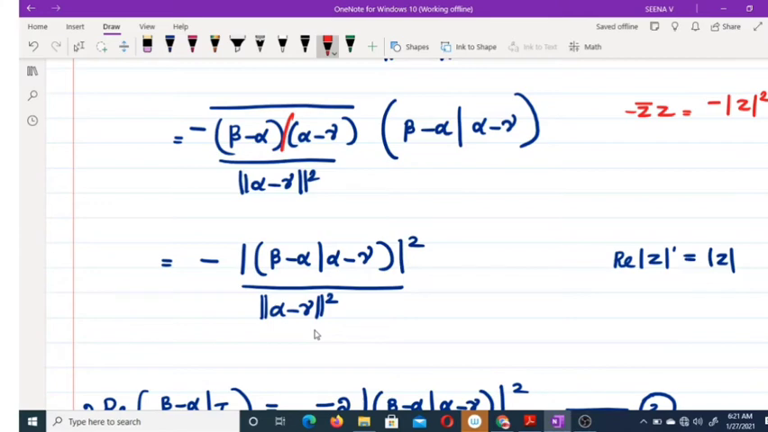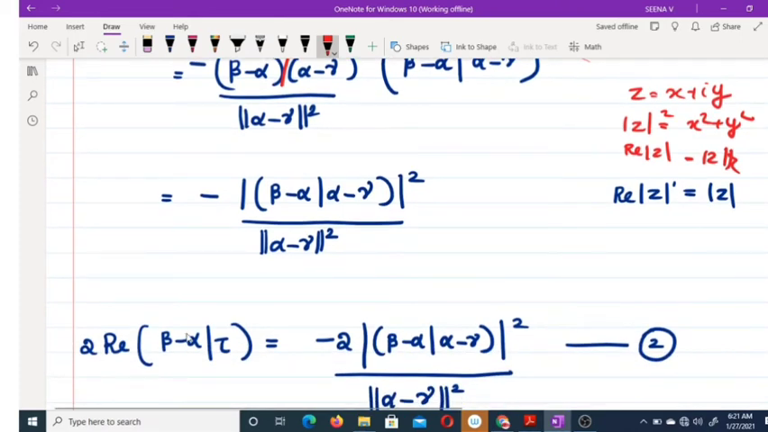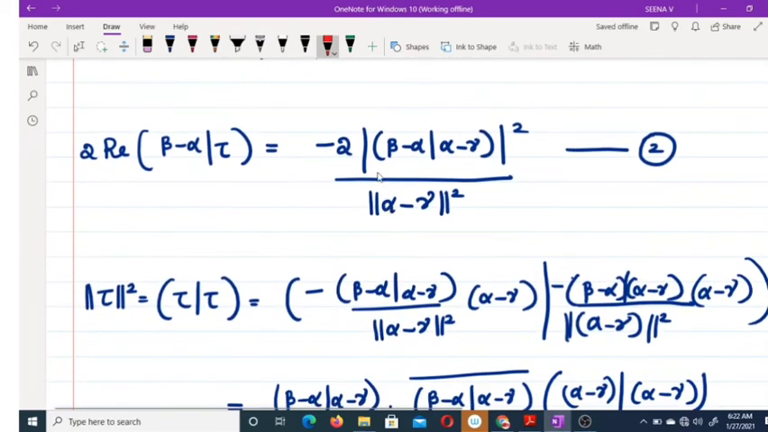Now what about the real part of z? If z is equal to x plus i y, what about mod z? Mod z square is x square plus y square. So what about the real part of mod z? The real part of mod z is the same as mod z. So if you take 2 times the real part of this one, what will we get? Minus 2 times the real part of this term is the same as this term. Therefore, we will get this one.